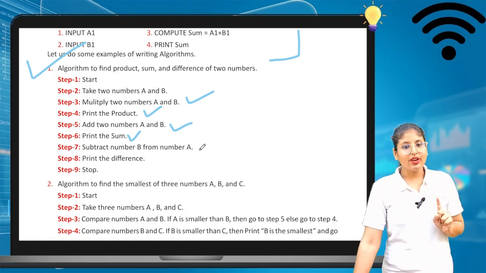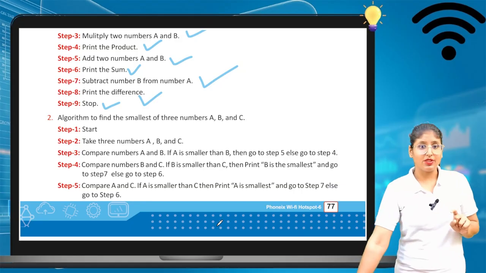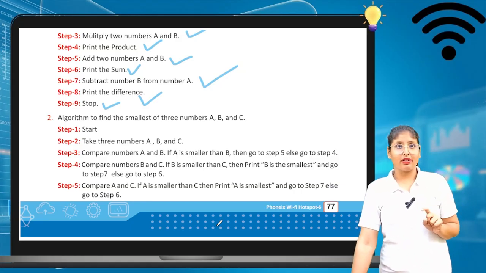Print the sum means the sum of A and B. Okay. Subtract A from B. Print the difference and stop. This is how we can do addition, subtraction and multiplication in an algorithm.